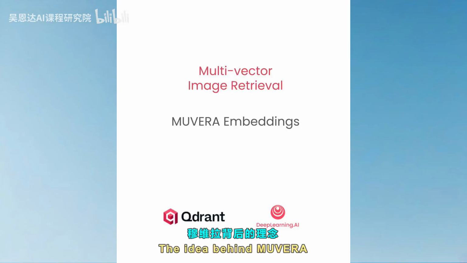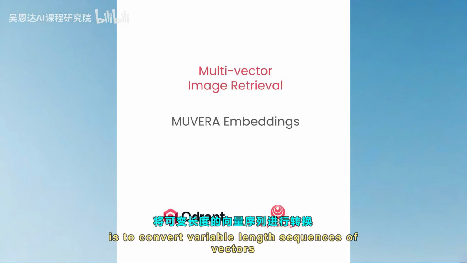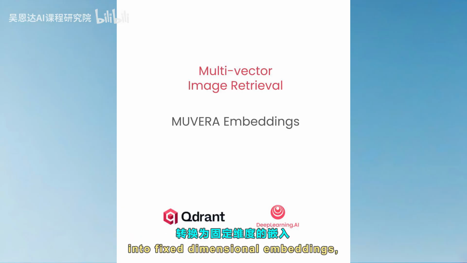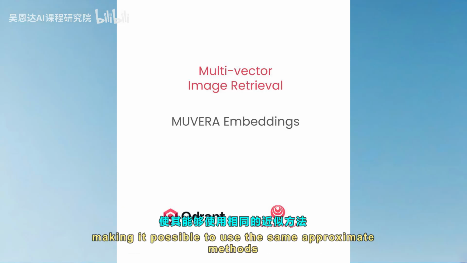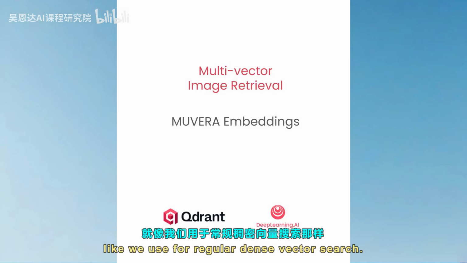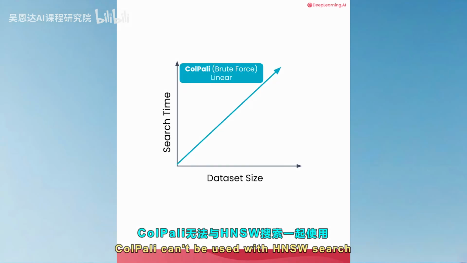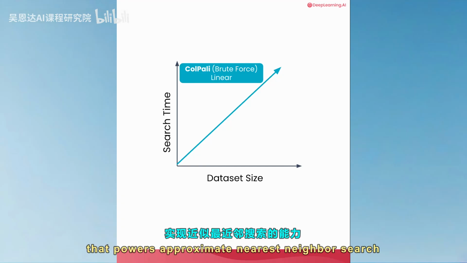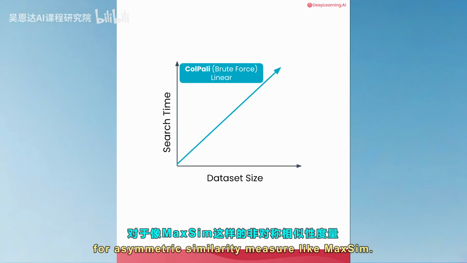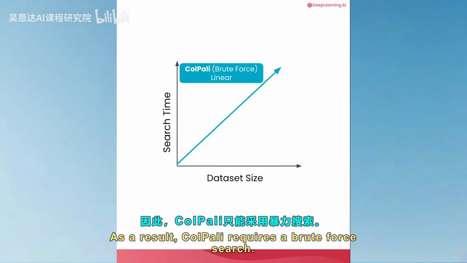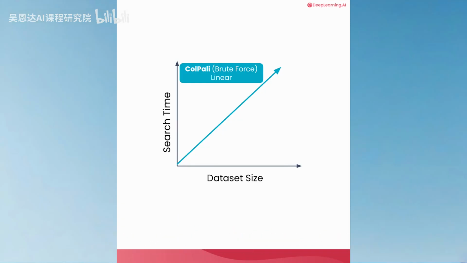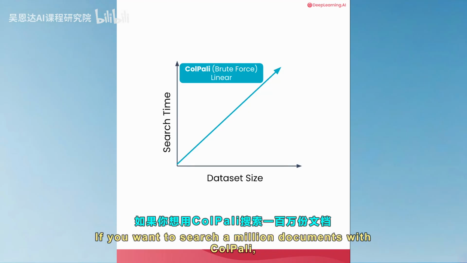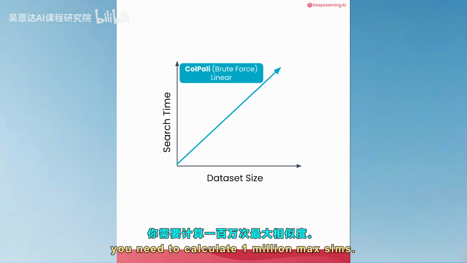The idea behind MUVERA is to convert variable length sequences of vectors into fixed dimensional embeddings, making it possible to use the same approximate methods like we use for regular dense vector search. ColPali can't be used with HNSW search because there is no way to build the HNSW index that powers approximate nearest neighbor search for an asymmetric similarity measure like MaxSim. As a result, ColPali requires a brute force search technique that takes linear time. If you want to search 1 million documents with ColPali, you need to calculate 1 million MaxSims.